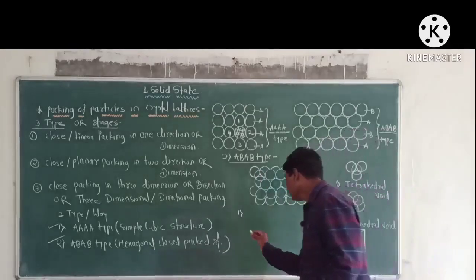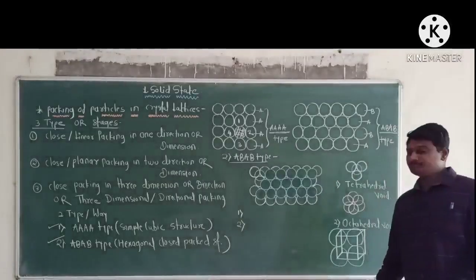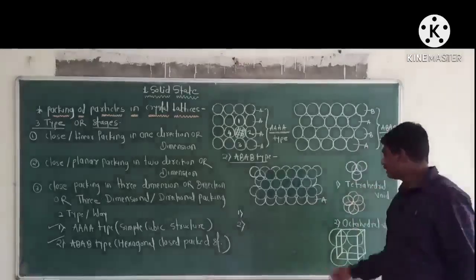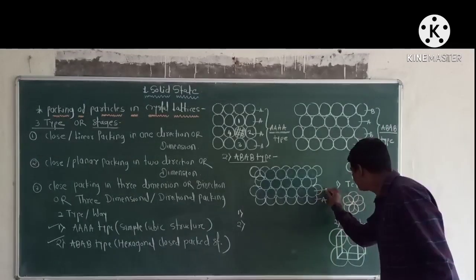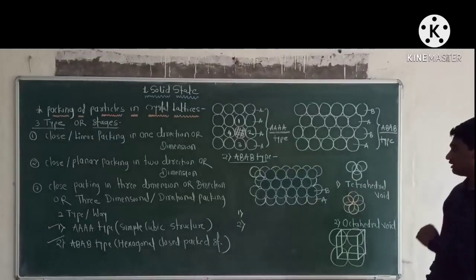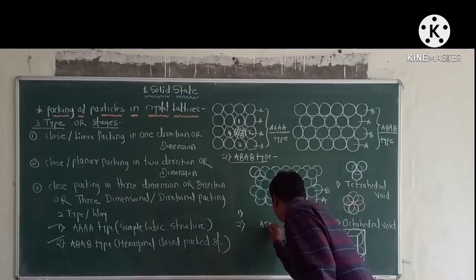Okay, now second point, in this packing the first layer is called A type and the second layer is called B type and so on. Therefore such a type of packing is called AB type.